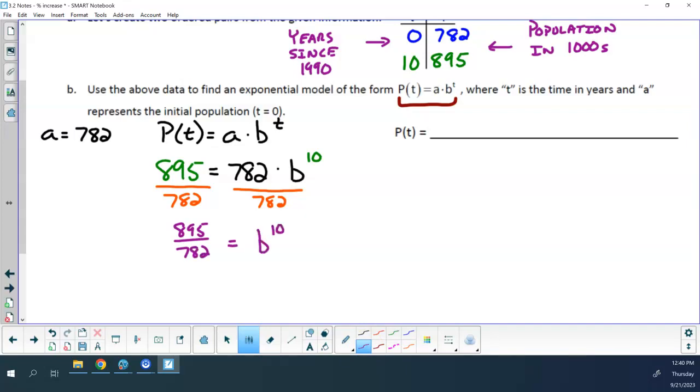So that's equal to b to the 10th power. Now what do we have to do? We have to take it to the 10th root. So we have two options here. We could take it to the 10th root, or we could take it to the 1/10th power. Either one of those will get us the exact same answer. Rounded to 4 decimal places is 1.0136.